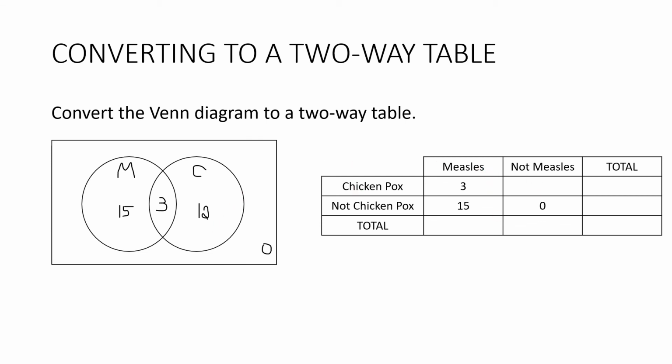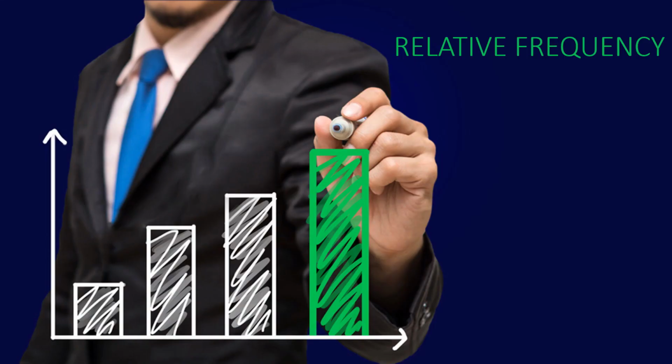How many people have had chickenpox but not measles? 12. And now all you have to do is add them up. So make sure that they tally. 15 plus 15 is 30, 18 and 12 is 30, but there it is, converting from a Venn diagram to a two-way table. All right, so that brings us to the end of this topic for Year 8. If you want to move forward in probability, you would be looking at a Year 9 topic called relative frequency.